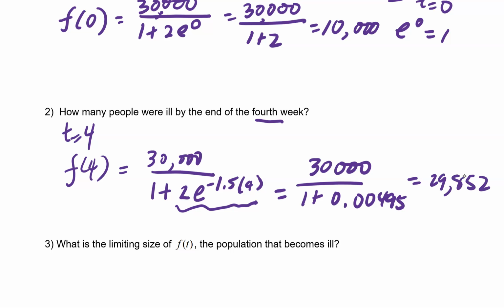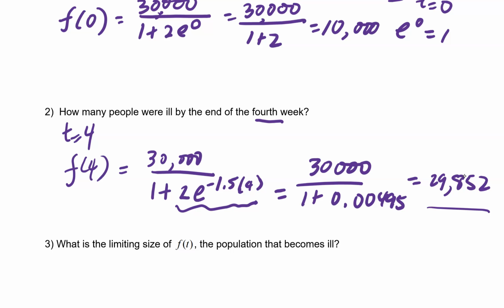And simplifying completely, we end up with 29,852. Now, when we think about this in terms of the total population of the town, nearly everybody in the town has gotten sick with the flu. We certainly hope that doesn't happen with the coronavirus, but that is the nature of the logistical function. Its limit is going to occur when you encompass the entire population.